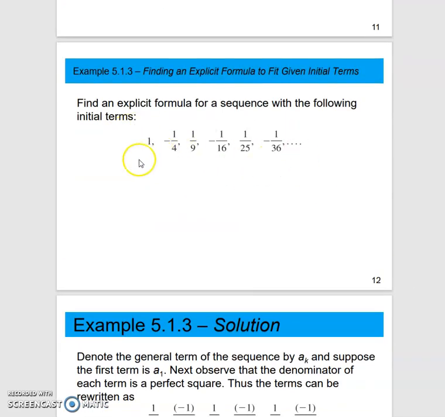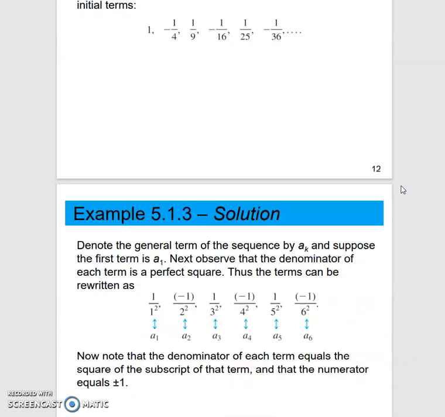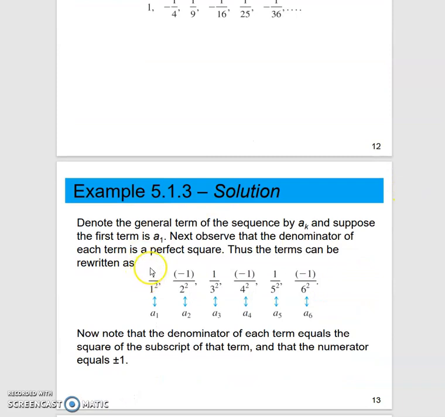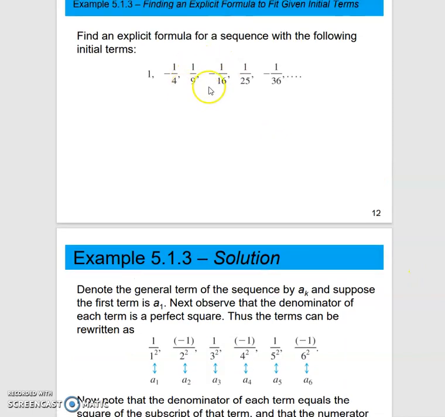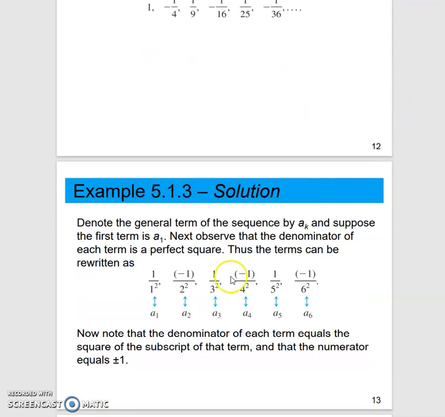So let's take this sequence and see if we can find a formula for it. So how do we go about doing that? Well, we start looking at the numbers. Do I see any patterns there? Well, first of all, it's going plus, minus, plus, minus, plus, minus, so I'm going to notice that. The other thing I'm noticing is the denominators appear to be perfect squares. So I'm rewriting a little bit because I'm hoping to see a pattern.